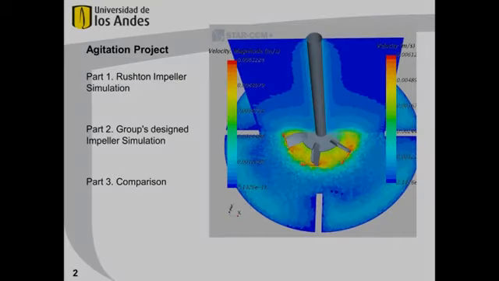This project is about computational fluid dynamics applied to agitation and mixing. The first part is about the behavior of a common Rushton turbine impeller. The second part consisted of designing our own impeller geometry and analyzing its behavior, and finally comparing the two impellers.